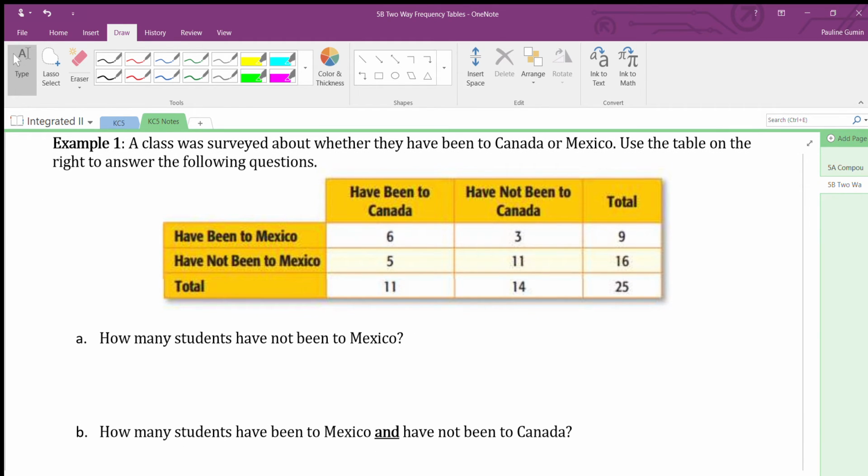First, I'd like to ask you, how many students have not been to Mexico? This means I want to see the total amount of students who have not been to Mexico. Now, that's the second row. I'm going to go all the way down to the right, and I have a total of 16 students who have not been to Mexico. Now, I get that from right here.